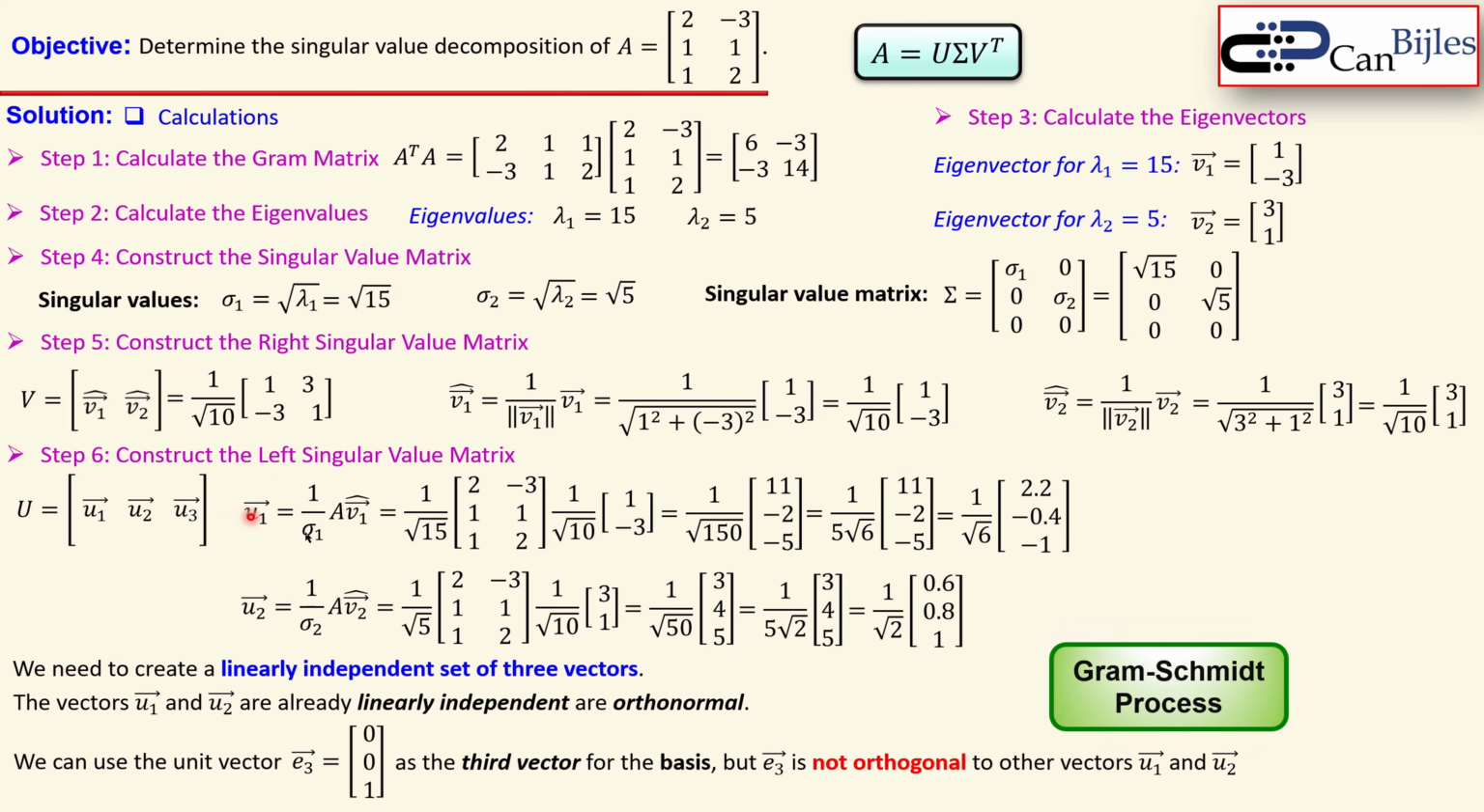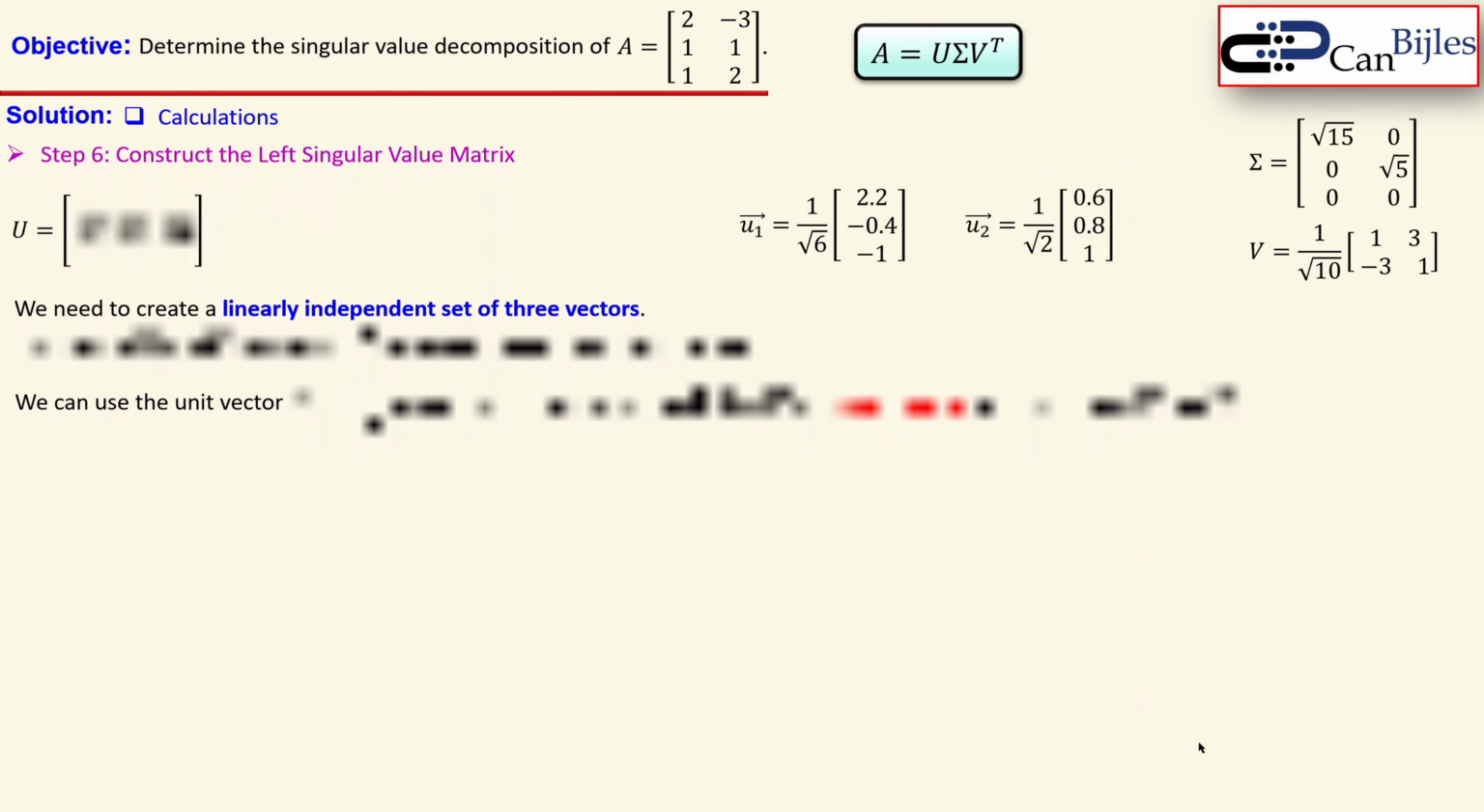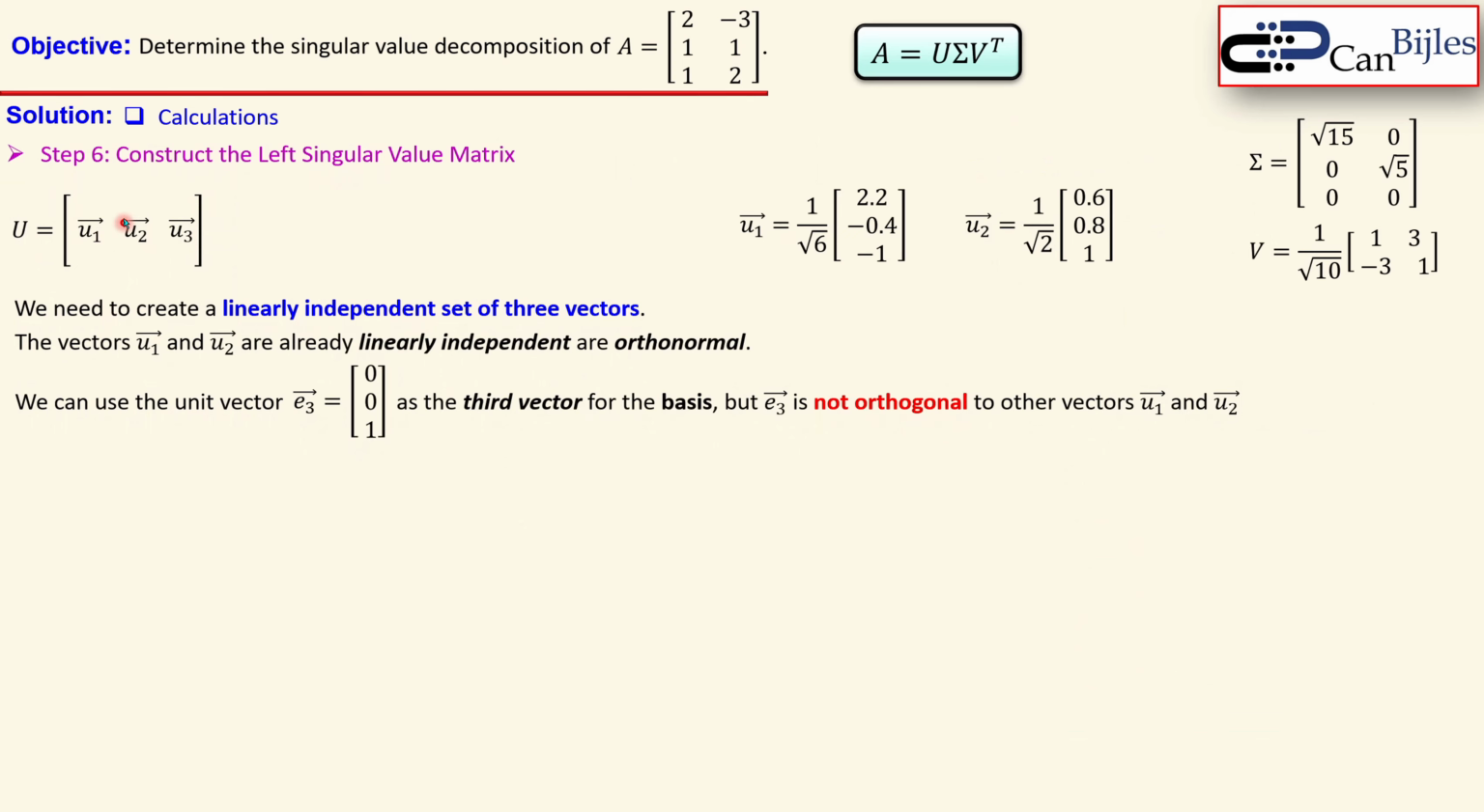Now there's a procedure that you can use which is called the Gram-Schmidt process, and we only need to use the final step in order to go to the u3. So let's see clearly how we do that. We already have the u1 and u2. Now we need to calculate the u3.